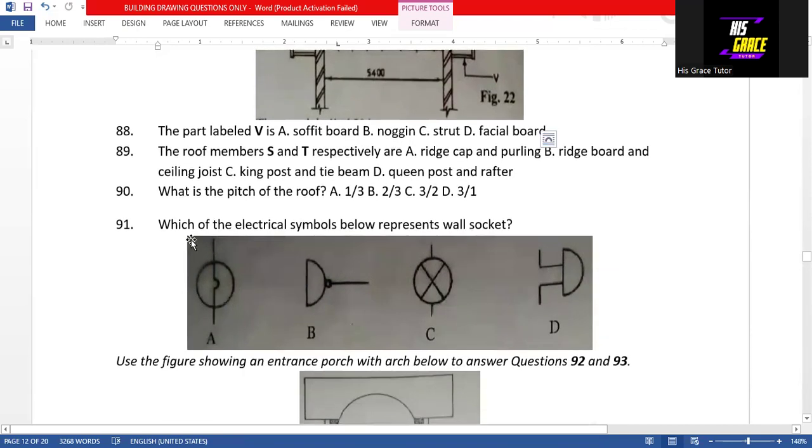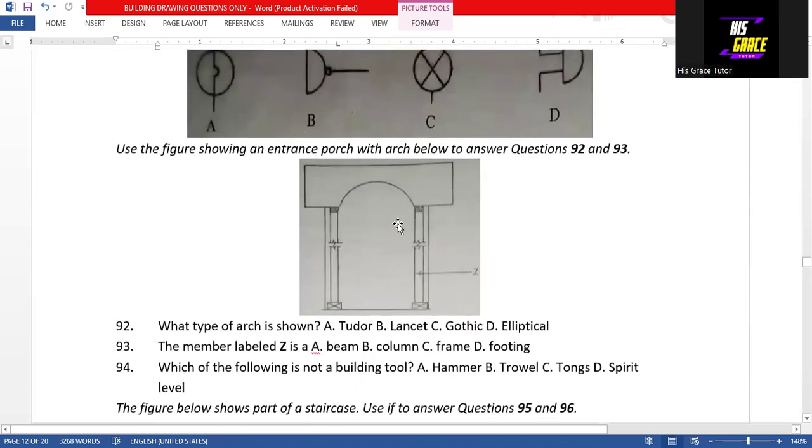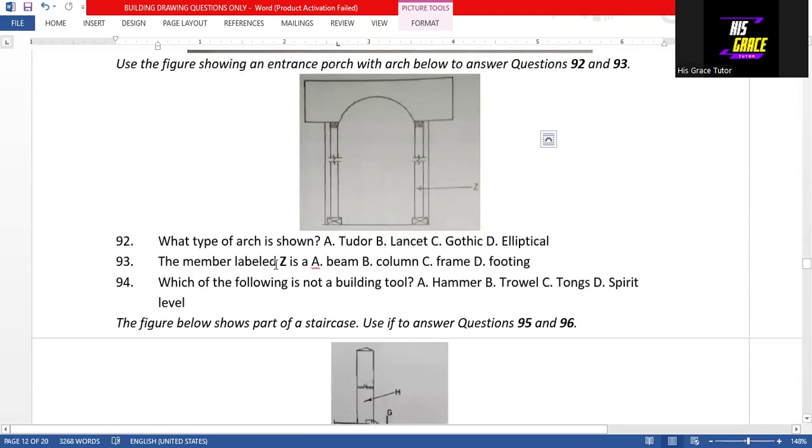Then question 91 says, which of the electrical symbols below represent wall socket? That's option B, the answer to question 91. Then questions 92 and 93, we are making use of this diagram. Question 92 says, what type of arc is shown? The answer is an elliptical arc. So that is option D. Then the member labeled Z is a column. That's option B, the answer to question 93.